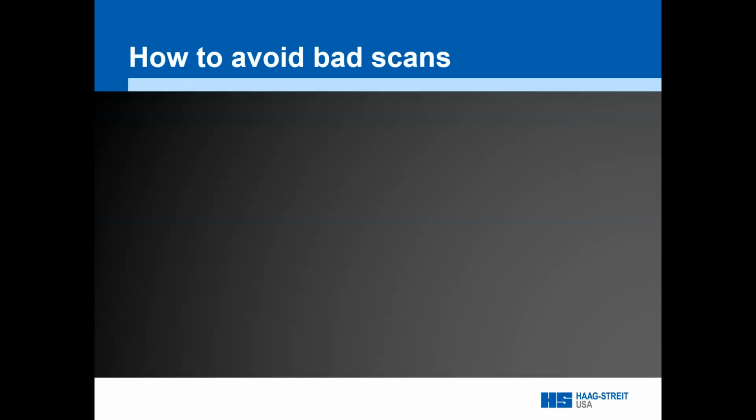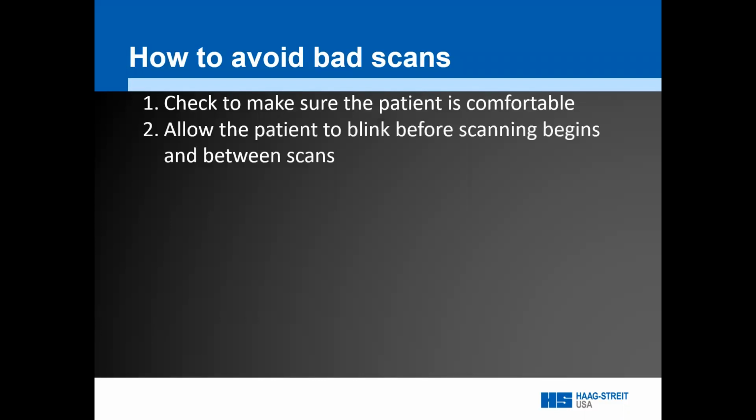Now, many of those tips I mentioned earlier to help make scanning faster also help to avoid bad scans. Faster scans reduce the likeliness of the patient getting bored, drying out, or fidgeting. Movement, of course, is reduced if the patient is comfortable, so don't forget to ask your patient if they're comfortable. Allow the patient to blink before the scanning begins and in between scanning. This helps to keep good tear film on the surface of the eye to improve our keratometry.